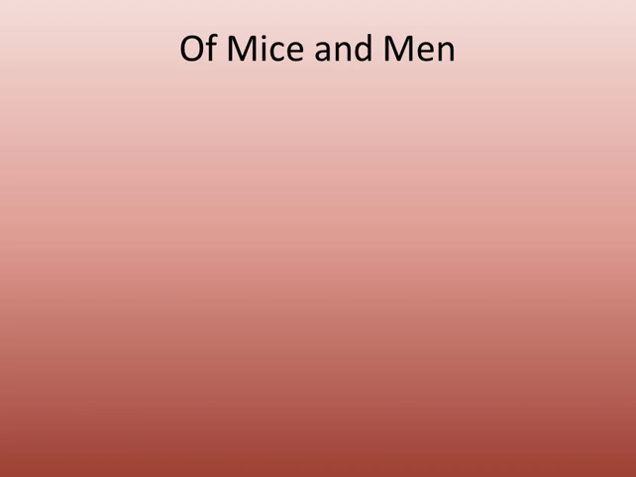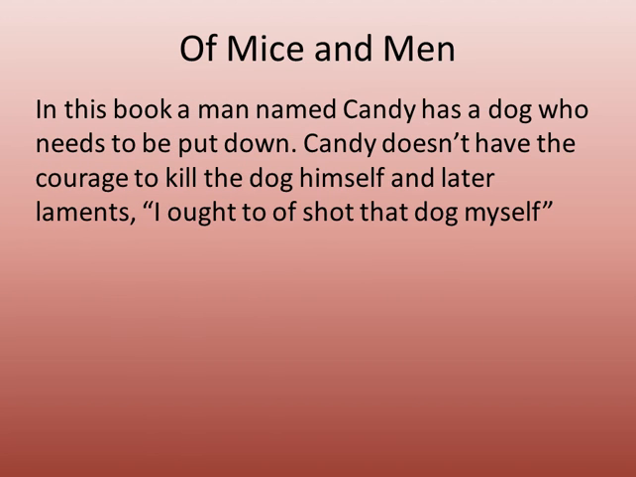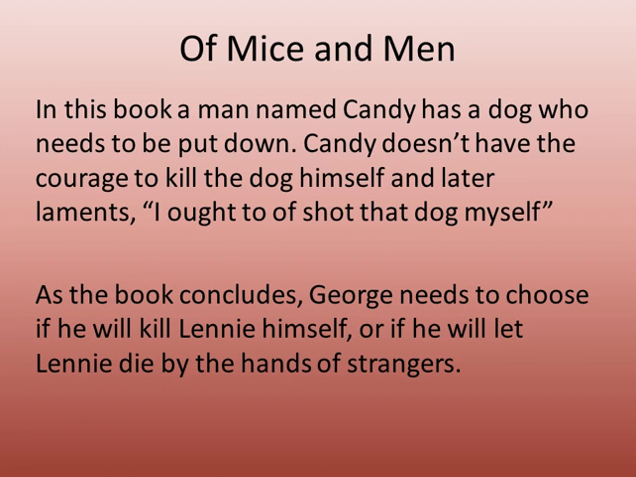The biggest example of foreshadowing, I think, and the most obvious example, is that there's a man in the book named Candy. He has a dog who needs to be put down. And Candy doesn't have the courage to kill the dog himself. And later he says, I ought to have shot that dog myself. He later thinks back on how he let someone else kill the dog, and he thinks, I should have kind of manned up and shot the dog myself.